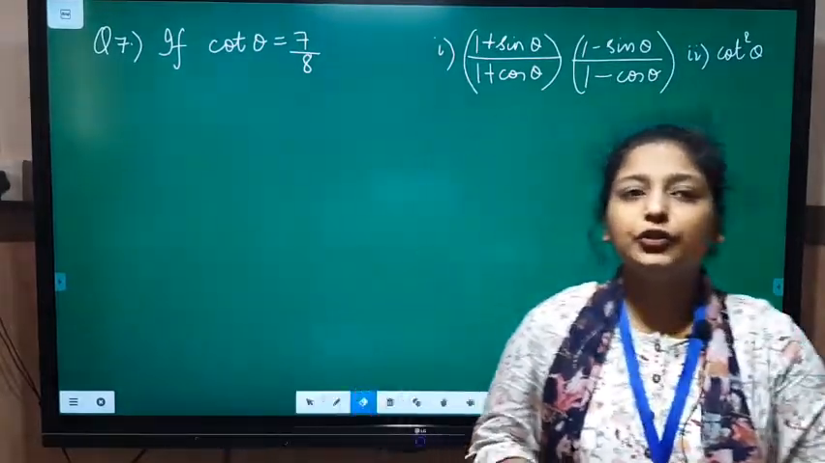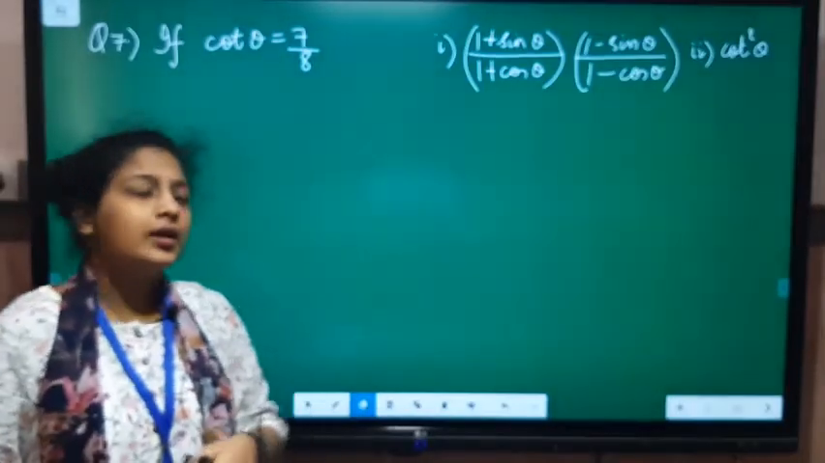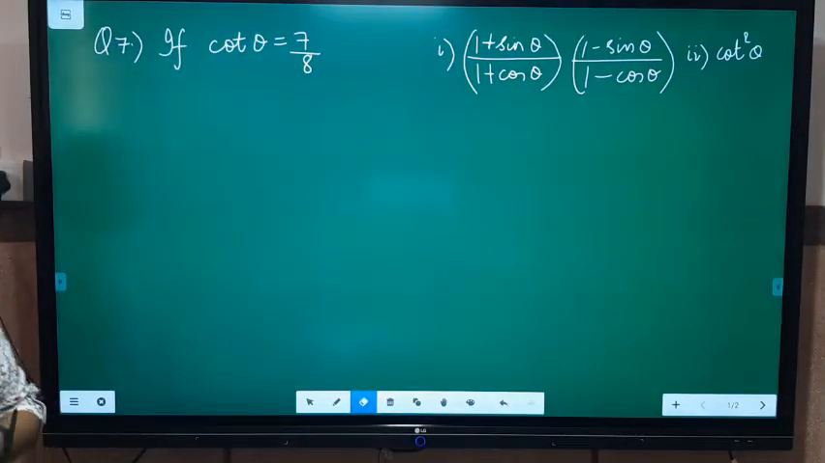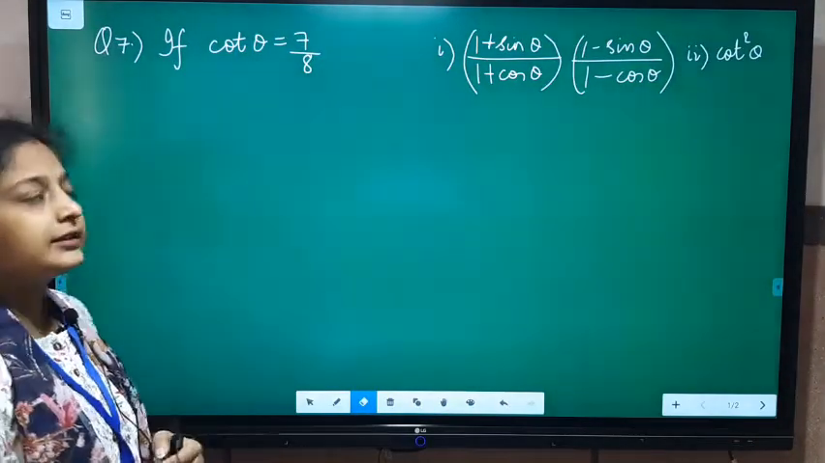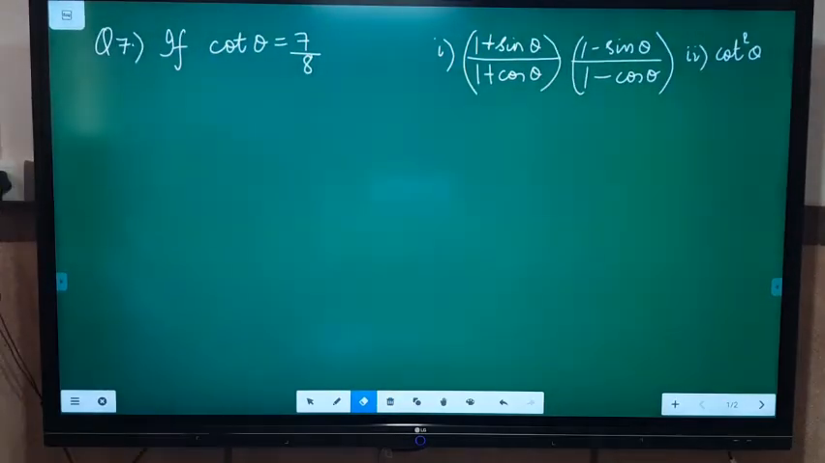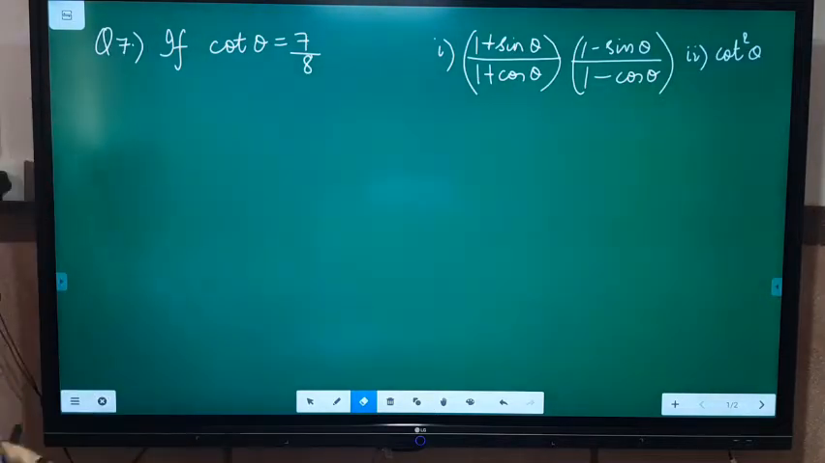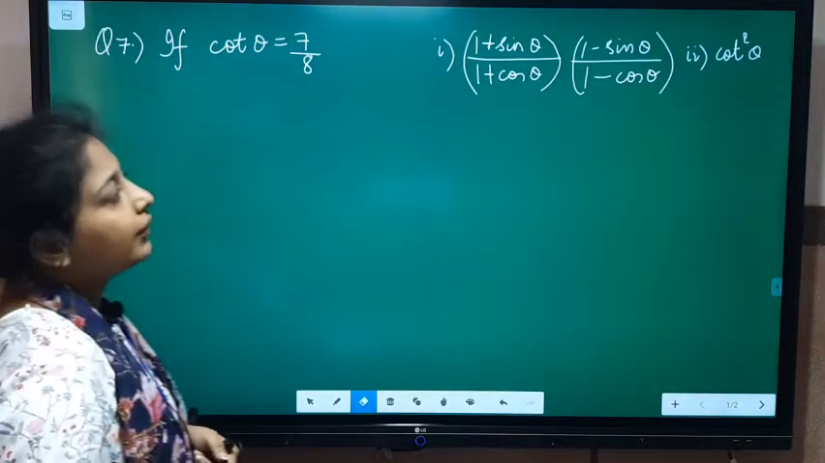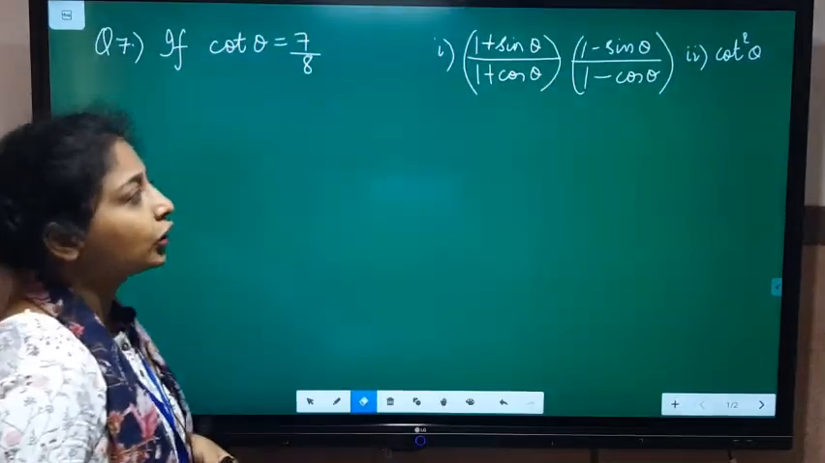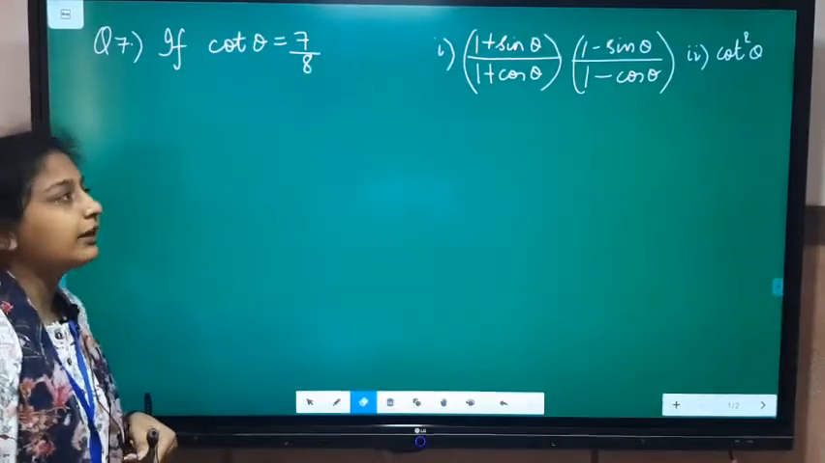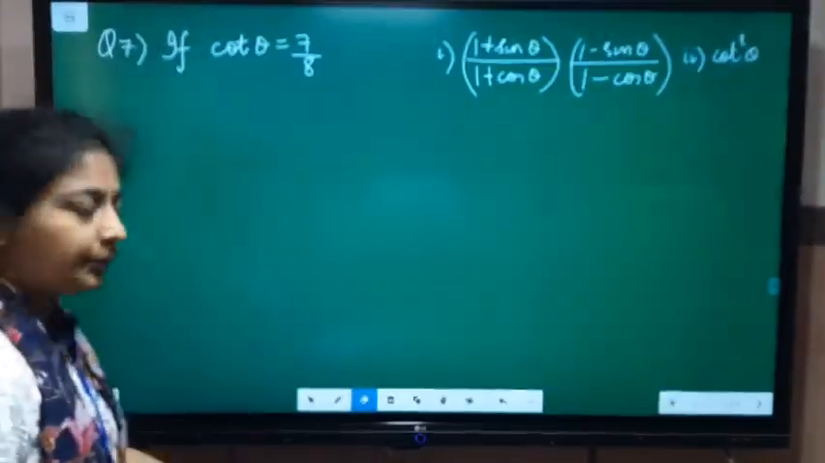In the previous video, we have completed till question number 6 from exercise 8.1. Now we'll be doing question number 7. In question number 7, it has been given to us that cot theta is equal to 7 upon 8, and we have to find the value of (1 plus sin theta) upon (1 plus cos theta) into (1 minus sin theta) upon (1 minus cos theta). And the second part is we have to also find the value of cot square theta. So let's proceed.